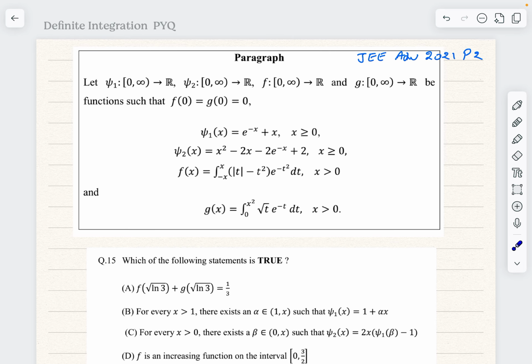We have four functions. Phi1 is from closed 0 to infinity to all real numbers. Phi2 also closed 0 to infinity to all real numbers. Basically all four functions have the same domain and codomain. F of 0, g of 0 is given and all four functions are given.